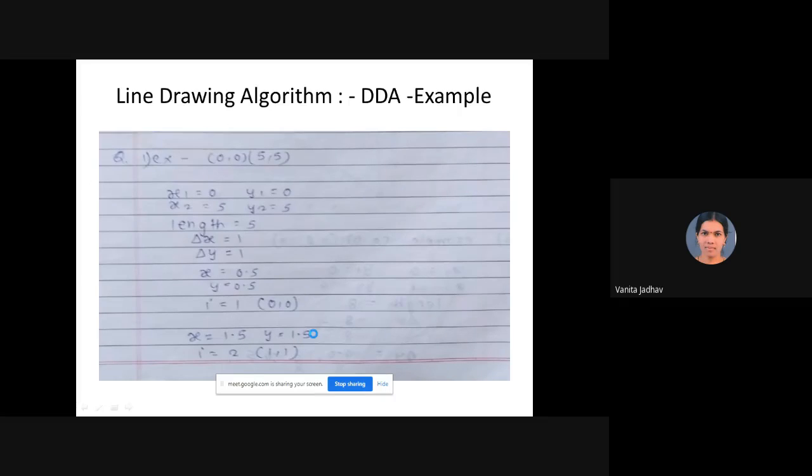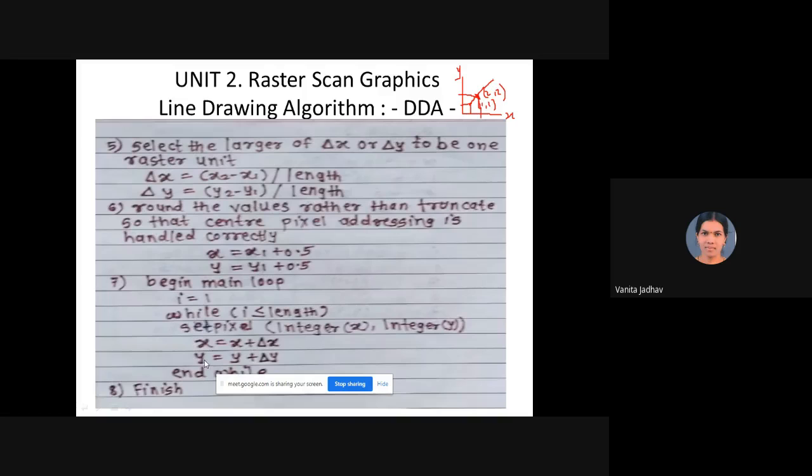Okay. So again come to this loop. After incrementing x and y by delta x and delta y, what are we doing? We are trying to end the while loop. So can we end the while loop? No, because the value of I is 1 and 1 is less than or equal to length. So I need to go once again inside this loop because the value of I is less than or equal to length. So I am in the loop. Is it right? So I need to increment I.